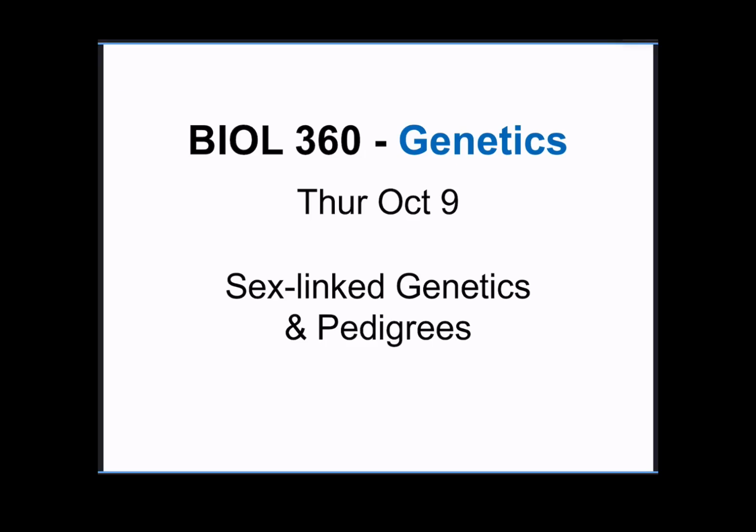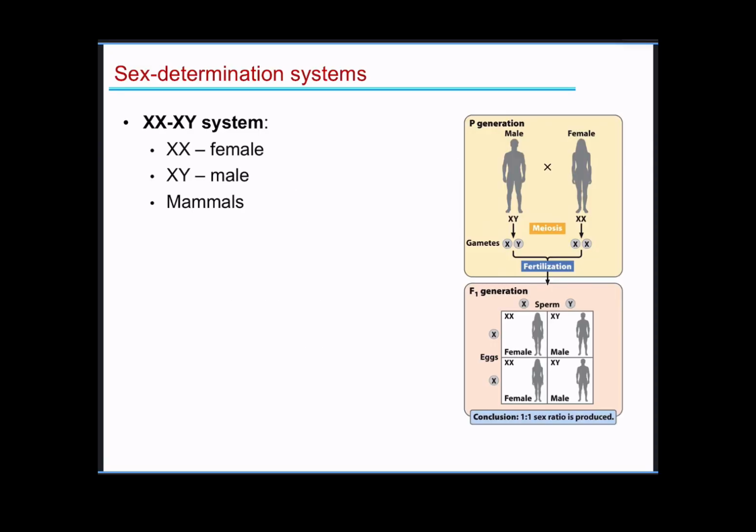Today we'll finish with conversation about simple Mendelian genetics, and in particular we'll talk about sex-linked genetics and pedigrees. So let's start with sex determination. We'll see how there is sex determination on the one hand, and then what we mean by sex-linked genetics. We'll discuss that in a second. They go hand in hand.